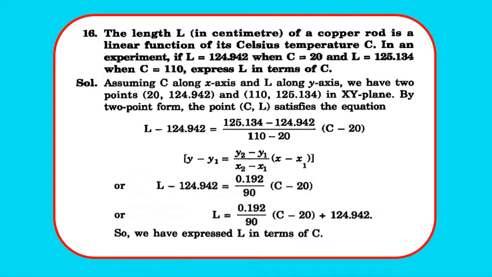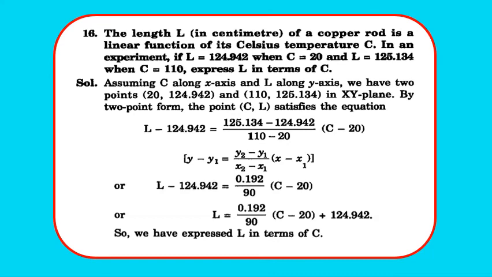Next is question 16. The length L in centimeters of a copper rod is a linear function of its Celsius temperature C. In an experiment, if L is equal to 124.942 when C is equal to 20 and L equals 125.134 when C is equal to 110, we have to express L in terms of C. Now it is given that it is a linear function. So taking C along x and L along y axis, we have 2 points (20, 124.942) and (110, 125.134) in the xy plane.